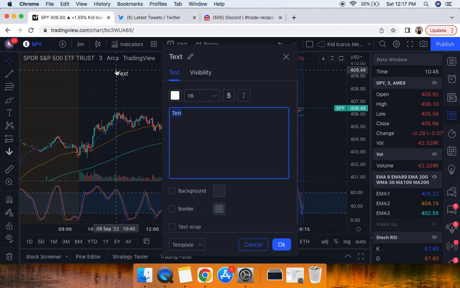So once again, here's the four things. 200 EMA for direction. 13 and 48 for entry, stochastic cross, and divergence. Boom, all four things.